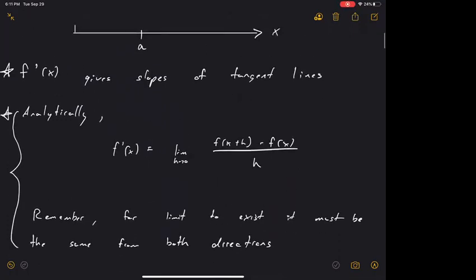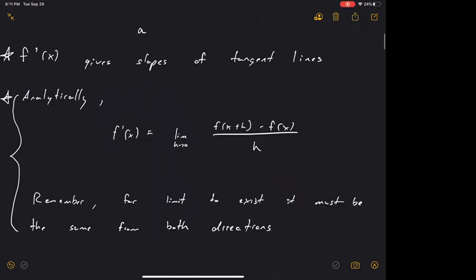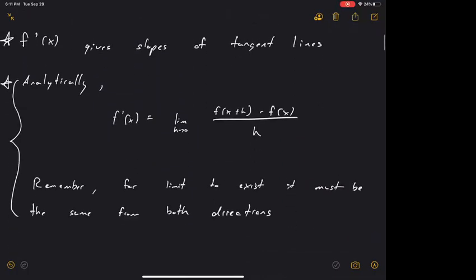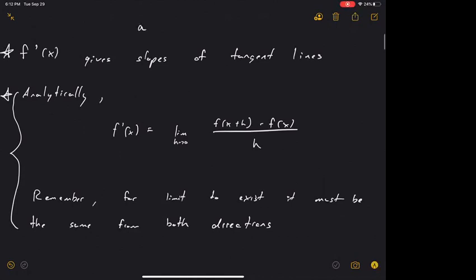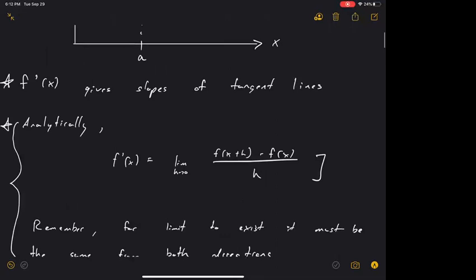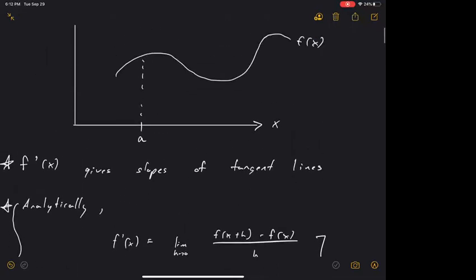Analytically, thinking of it in terms of pure math and numbers, the derivative f prime of x is the limit of f of x plus h minus f of x, divided by h. Okay, why is that? Remember, what is f of x plus h minus f of x over h? If I have some point, let's call it x, let's put it right here.